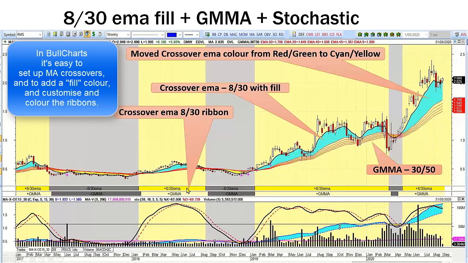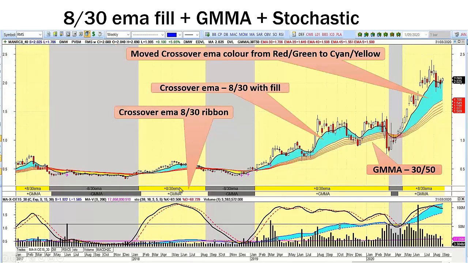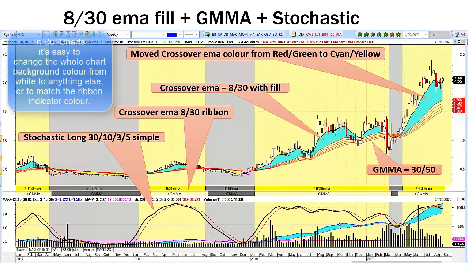Now, this is a ribbon I use quite extensively, and even today I use it. It's a crossover ribbon, 8/30 EMA, but I also stuck in below it a Guppy multiple moving average ribbon, which corresponds pretty much the same. I also played around with stochastics, and I took them out. They're not the standard ones. I took them out too, and they actually almost mirror the MACD. In the end, I said, well, I might as well use a MACD.